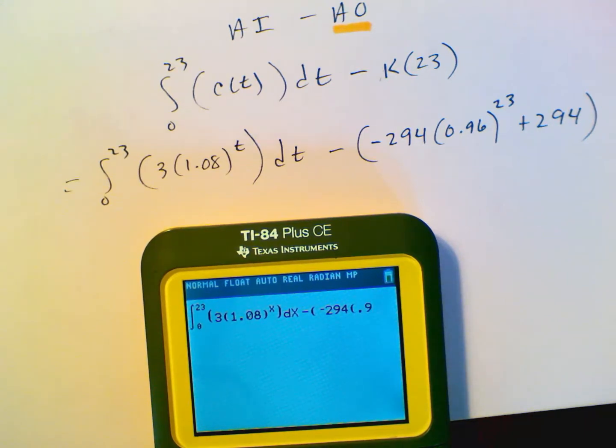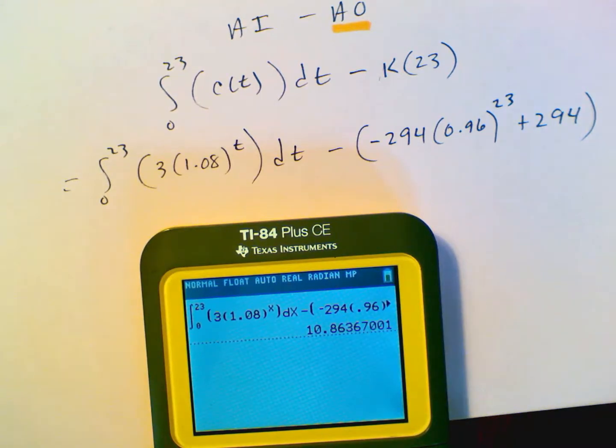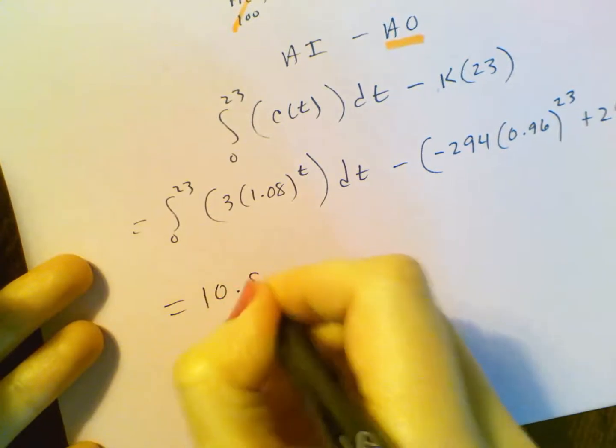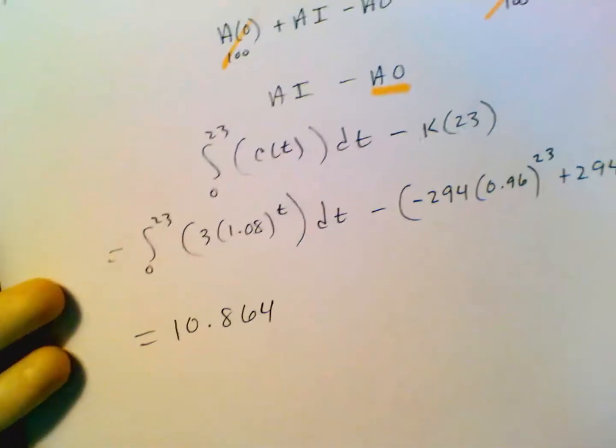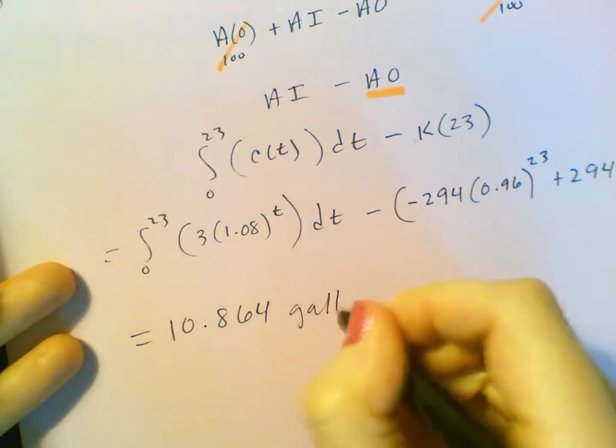294.96 to the 23rd. 294. Oh, wait, did I do that right? Yeah, I did. Okay. So 10.864 gallons.